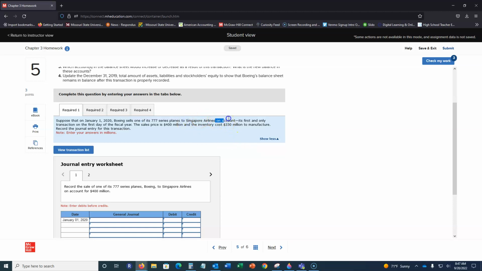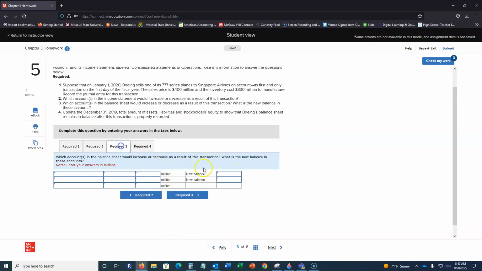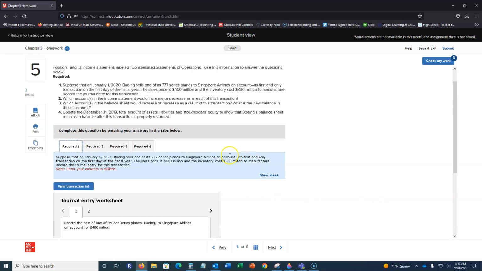On account. This is the other one. They didn't give us cash. There's no cash involved in this transaction yet. They've just made a promise to pay us cash in the future. This is accounts receivable. Okay. Now it does tell us it's its first and only transaction on the first day of the fiscal year. This will become important in 2 and 3. You'll see in 3 we're asking for a new balance, and 2 we're not. There's a reason for that. Okay.